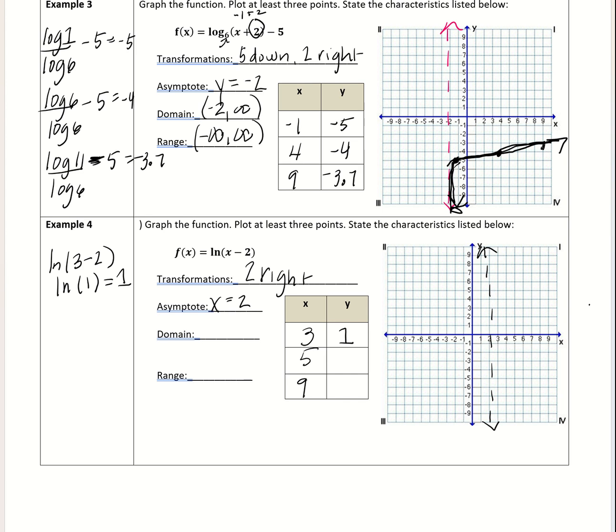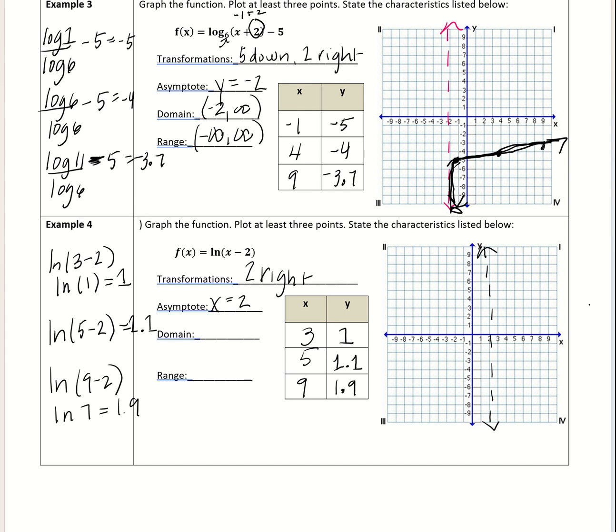And then the other ones, I'm just going to plug them into my calculator. So ln of 5 minus 2. When I did that, it's basically ln 3, and I got 1.1. So it just moved a little bit. And then I'm going to do ln of 9 minus 2. And I basically get ln of 7, which is about 1.9.